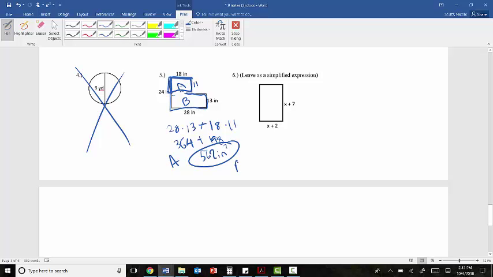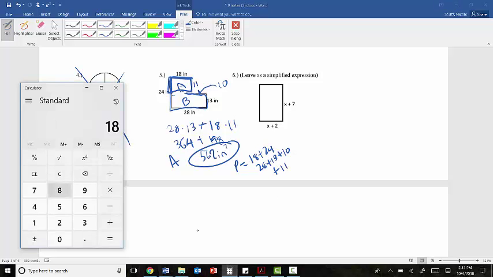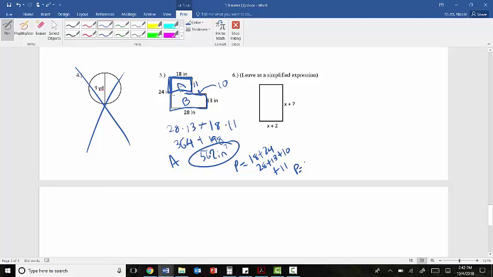You also need to get the perimeter. So if you go around, the sides are going to be 18, 24, 28, 13. This little side right here is going to be 28 minus 18, which is 10. And then you have 11. So you have to add all those things together. And the perimeter is going to be 104 inches.